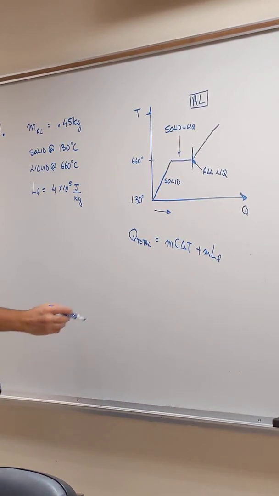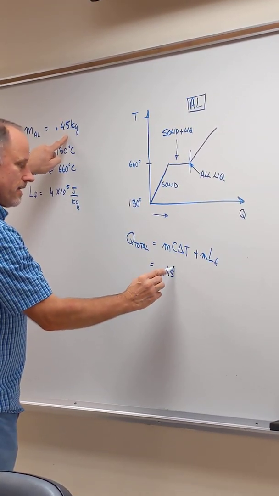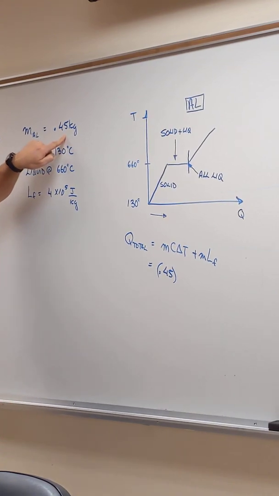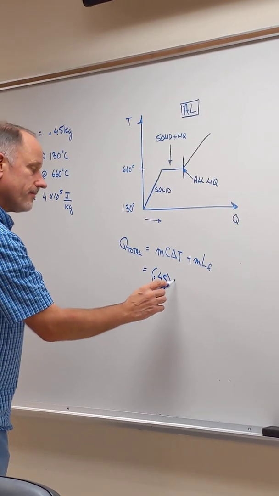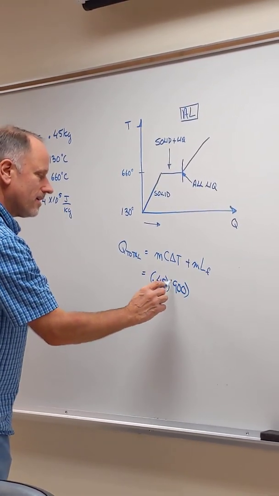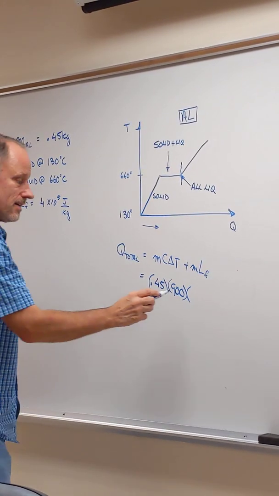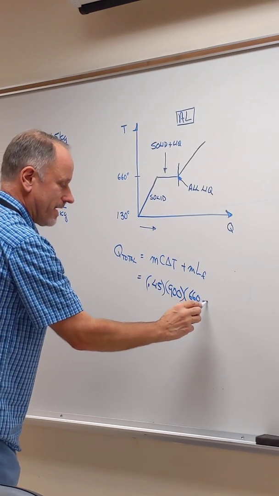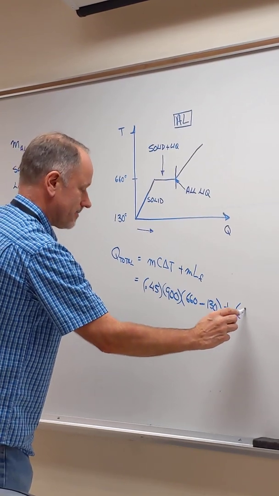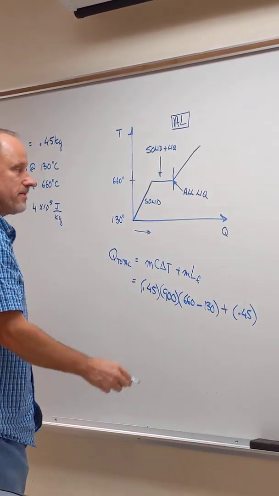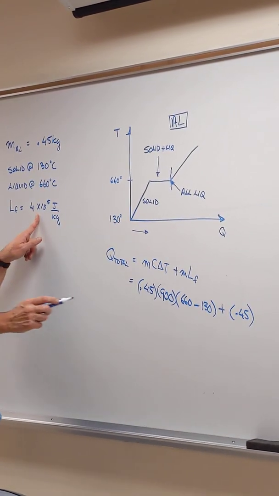Okay? The mass is 0.45. The heat capacity of solid aluminum we need to find from the table. Anybody? 900. How much? 900. Oh yeah, we did that, didn't we? What's the final temperature? 660. 660 minus 130, where we started, plus the same mass times this constant, 4 times 10 to the 5th.